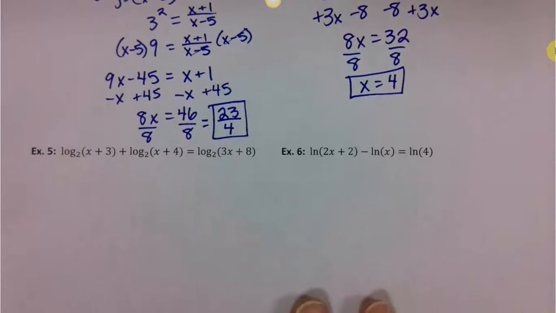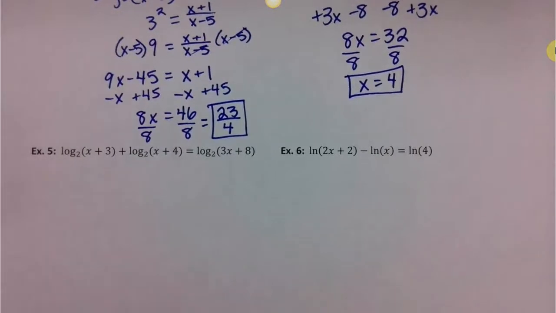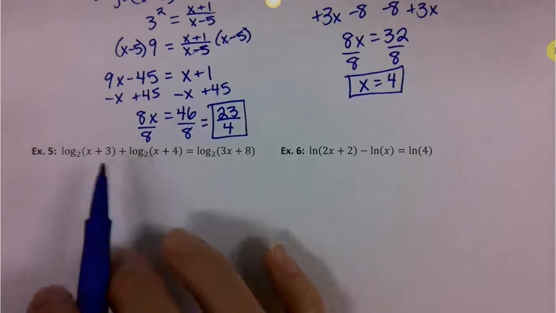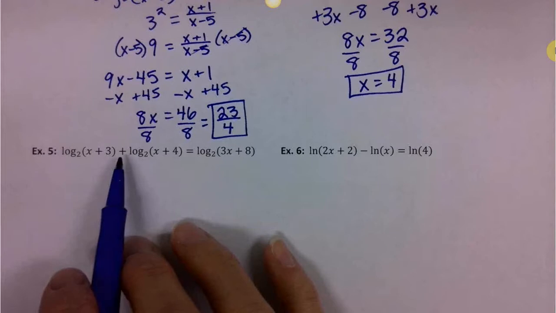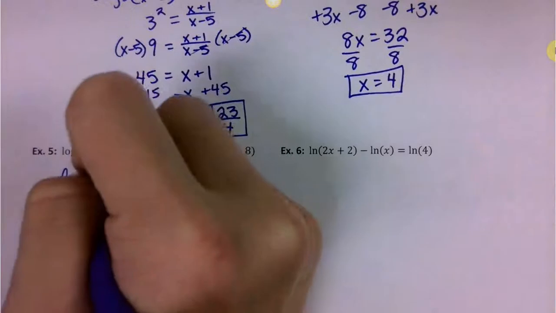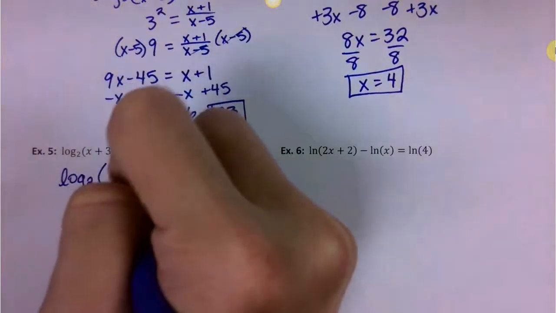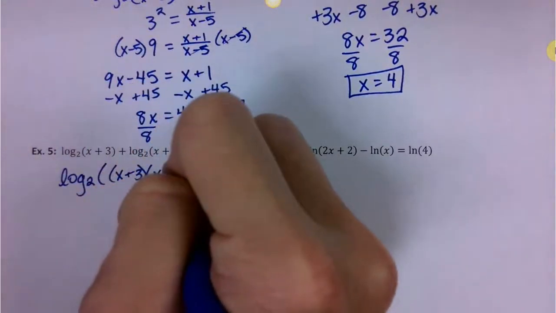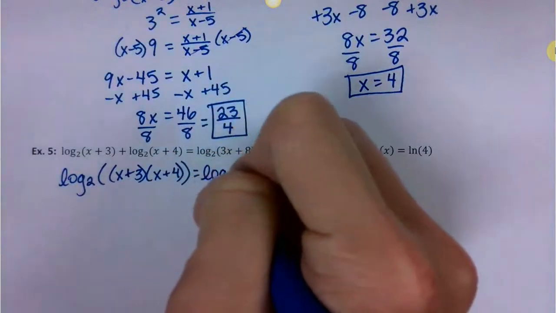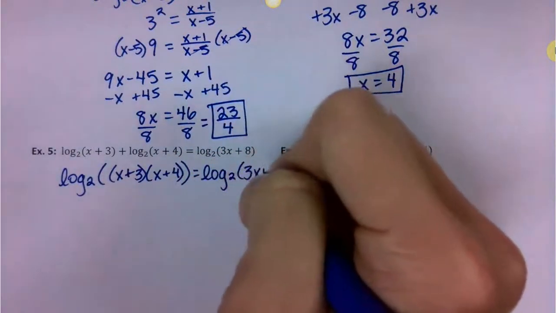In example 5, we see a log base 2 on both sides of the equal sign. But the problem at this point is that we have 2 logs on the left side. So we first want to combine them into 1. Since we have an addition sign there, that tells us we can turn it into a multiplication. This is the same as the log base 2 of x plus 3 times x plus 4. And that's equal to the log base 2 of 3x plus 8.